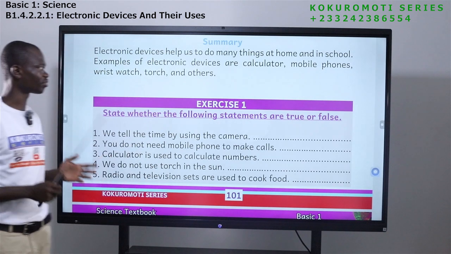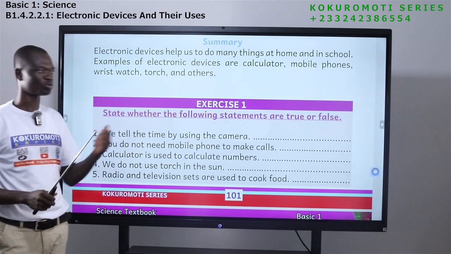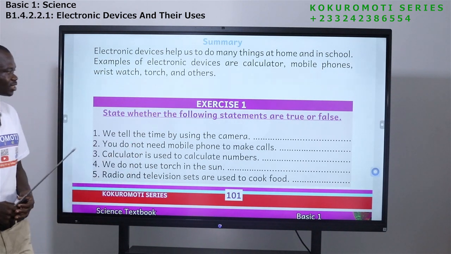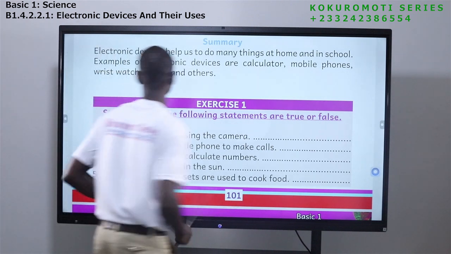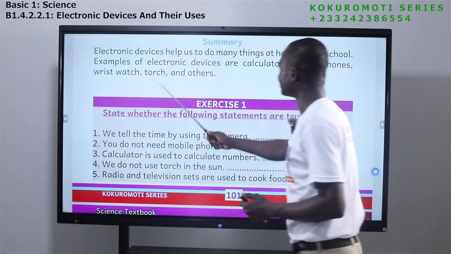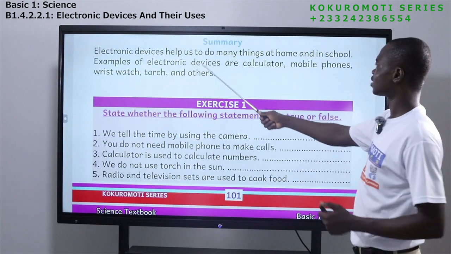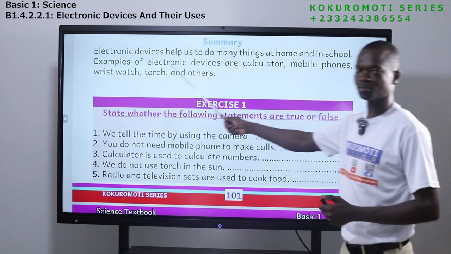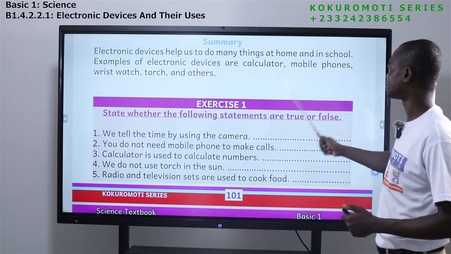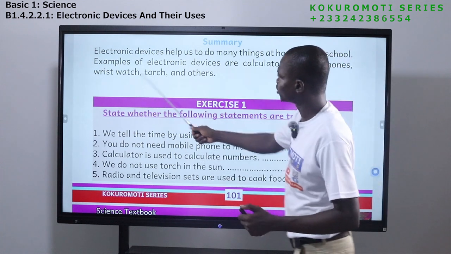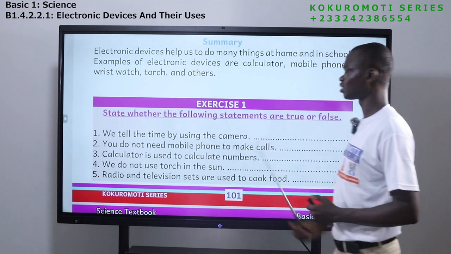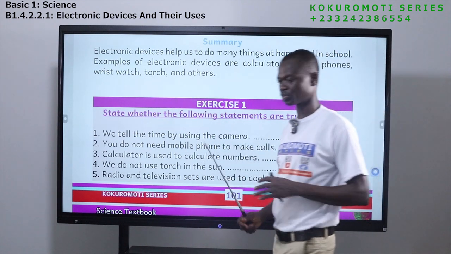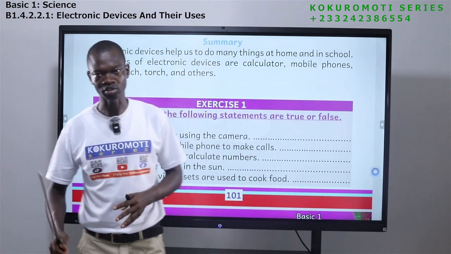Okay, so this is what you have learned today, and I expect you to get all the questions answered correctly. But before that, let me read this side for you. Electronic devices help us to do many things at home and in school. Examples of electronic devices are calculator, mobile phone, wristwatch, torch, and others. So if you are asked to give examples, I expect you to give examples.